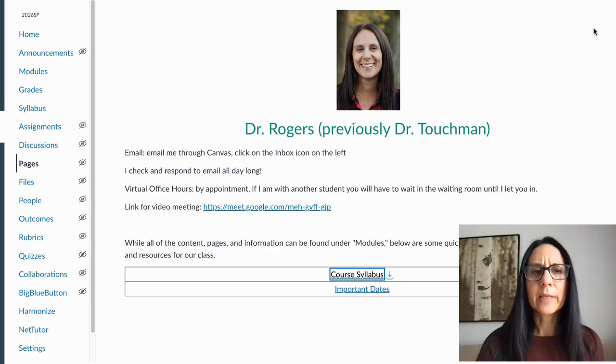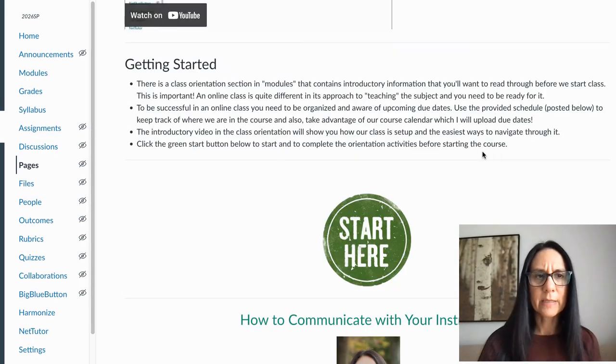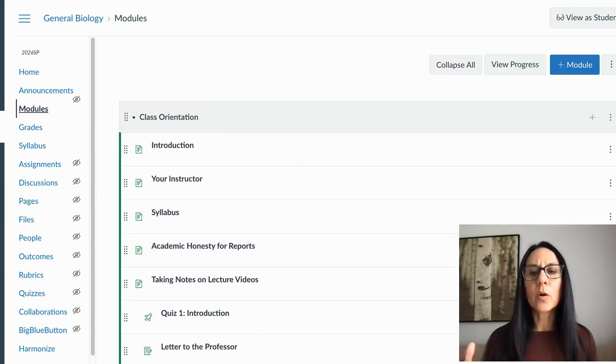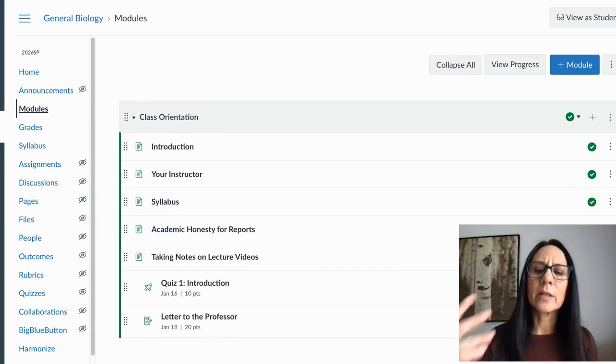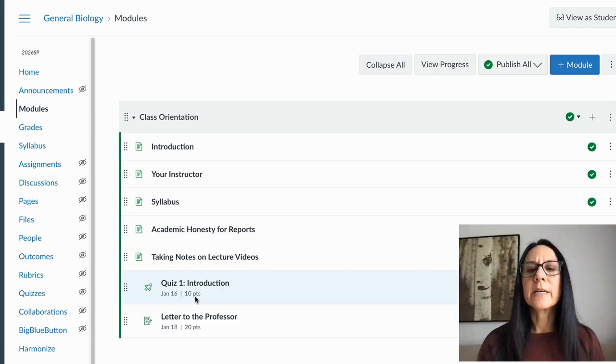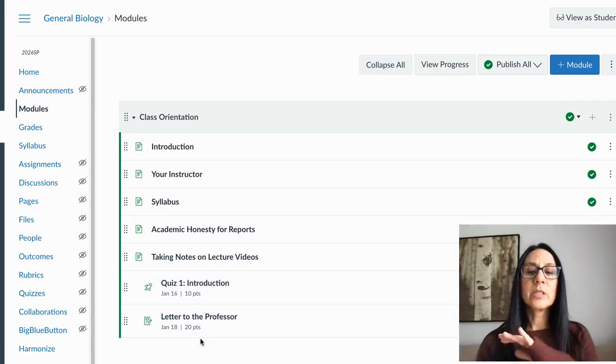Okay, what else? The last thing I want to show you is on Canvas. If you click over here to the left to modules, that's where all the information is for the whole class. This is just another way to look at the assignments. Instead of just going through it item by item, you can just see this overall picture. So this first section is a class orientation, and this is just so you can see everything.